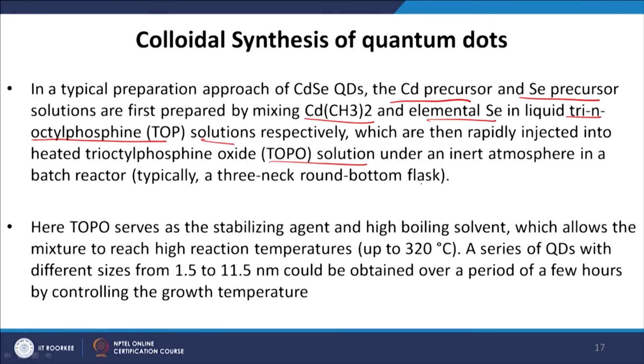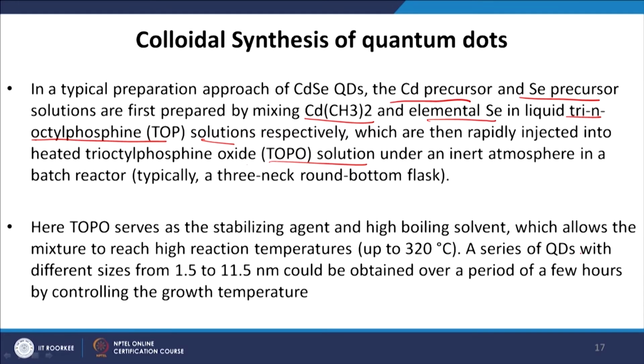So, in the previous diagram we have shown that. In there we are injecting through one neck this CdCH3 and through the other neck elemental selenium in the presence of the TOP, and the flask already contains the TOPO solutions. We are providing the heat and also maintaining the inert atmosphere. Here TOPO serves as the stabilizing agent and high boiling solvent, which allows the mixture to reach high reaction temperatures up to 320 degrees centigrade.